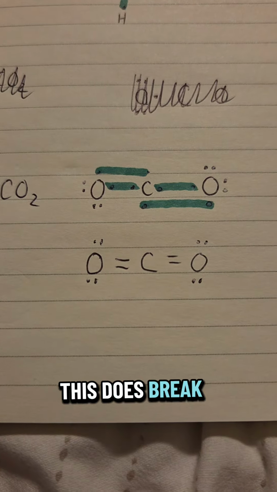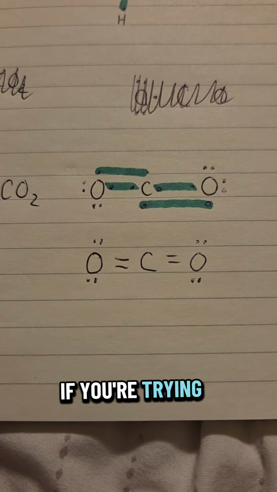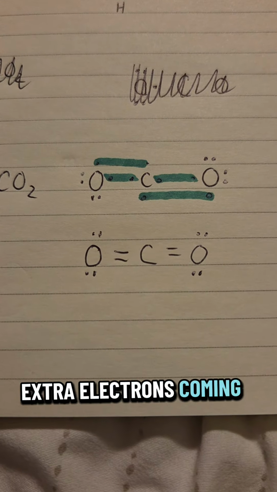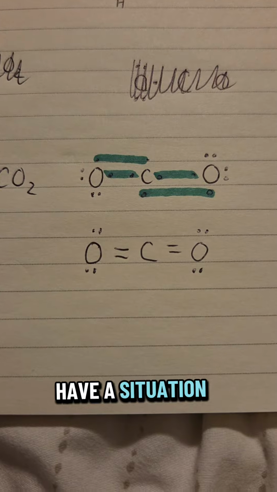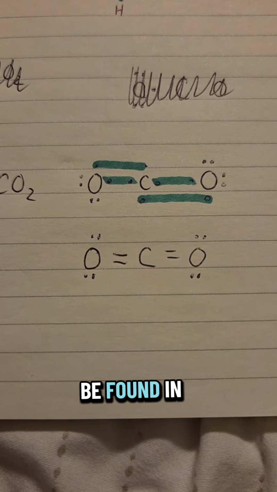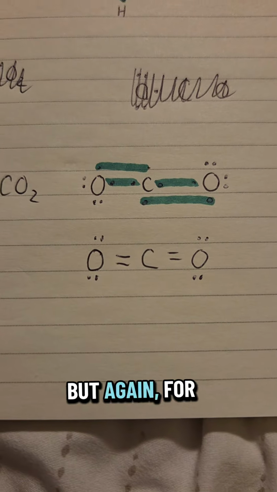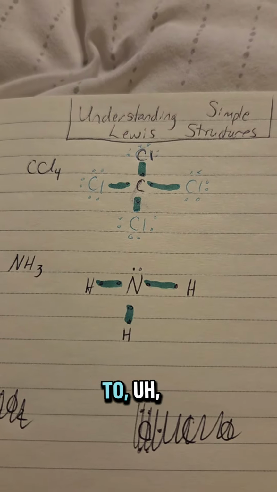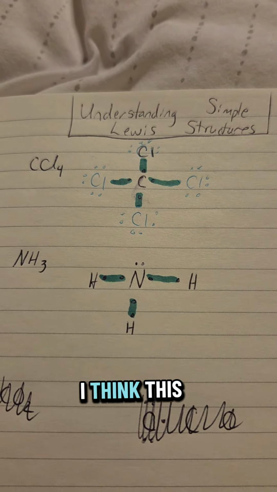It does break down and not work if you're trying to do a Lewis structure for a polyatomic ion that has extra electrons coming in, or if you have a situation where you might need to draw a resonance structure, so a multiple bond that can be found in different locations. But again, for simple molecules, or if you're struggling to understand at the beginning, you're just trying to figure out what's going on, I think this is a solid method.